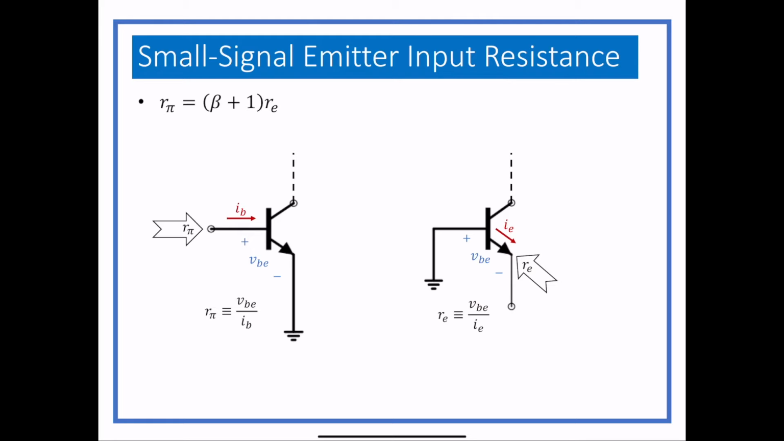On the left-hand side, R pi is looking into the base. The base current is really small. VBE is the same, but since the base current is small, R pi is bigger. And since we can relate IB and IE by beta plus 1, we can relate R pi and RE by beta plus 1. So little RE times beta plus 1 is just R pi. So you can go back and forth between those as well.